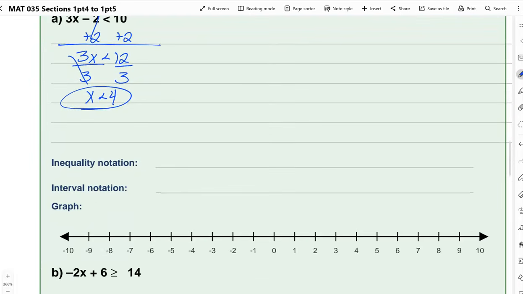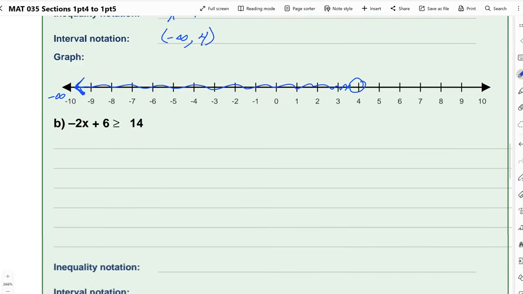So inequality notation is x is less than 4. On the graph, I'm going to have an open circle at 4, and I'm shading it to the left. So my graph is going from negative infinity up to 4. Interval notation would be parentheses, negative infinity, comma 4, close parentheses.